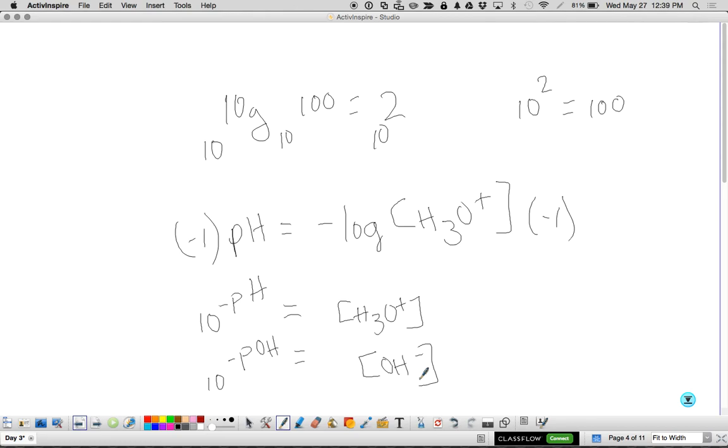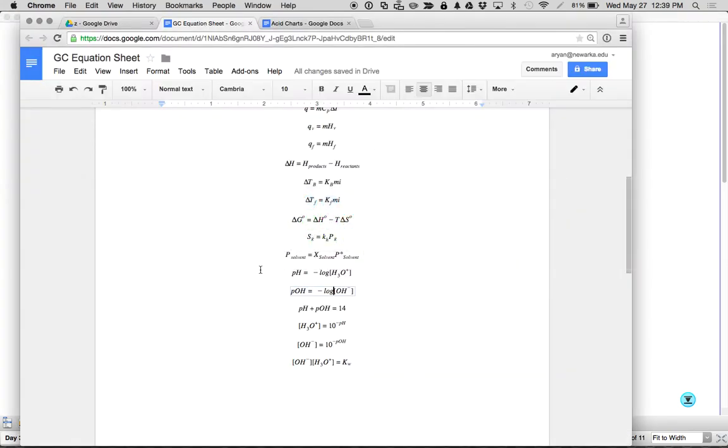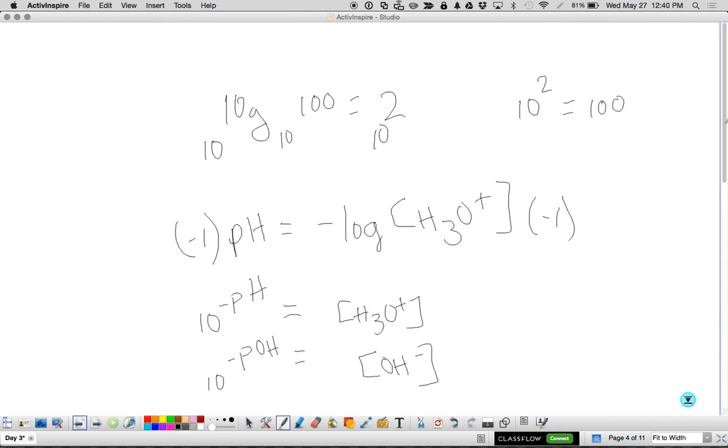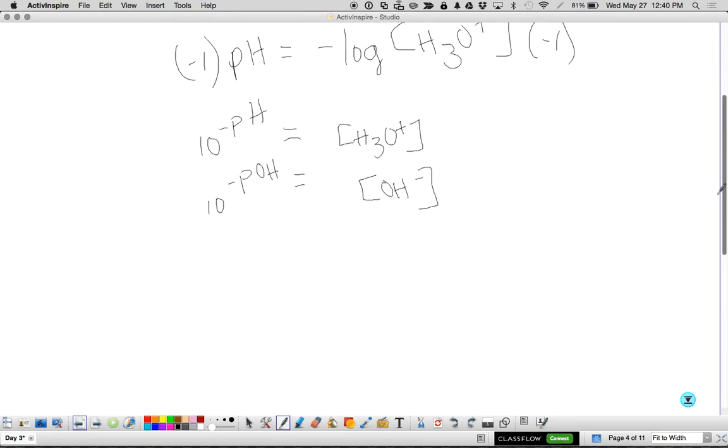And if only I had put all these equations somewhere handy, like on an equation sheet. Well, here's the equation sheet that you've been given for this class. pH equals negative log H3O plus, pOH equals negative log OH minus, pH plus pOH equals 14, H3O plus is 10 to the minus pH, OH minus is 10 to the minus pOH, OH times H3O plus is Kw. You have all the equations that you need. I'm really not asking you to memorize a lot of stuff. It's really all about application, and this section is actually fairly straightforward.